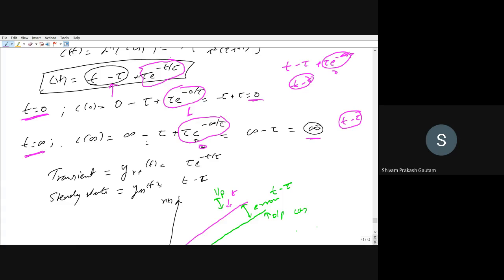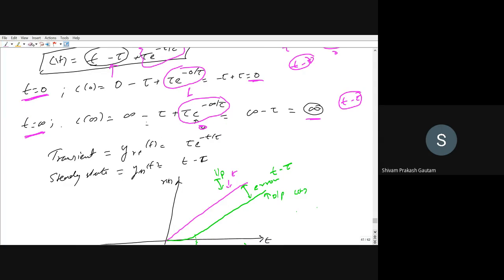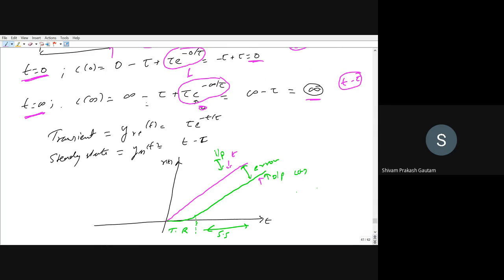You can write it like this, and you can substitute. So this is the error. This is not t minus tau, but the output, at steady state, the output is t minus tau. And error we will calculate, right? Error we will calculate in the next few minutes. Is it okay? The equation of this input is t square by 2, and the equation of this output at infinite is t minus tau. Should we move forward?